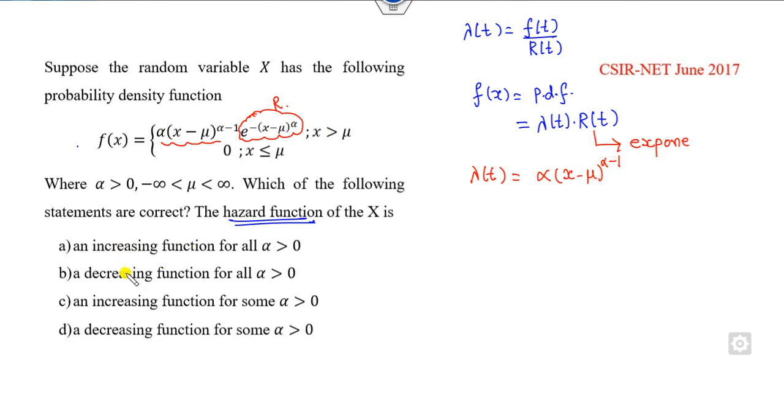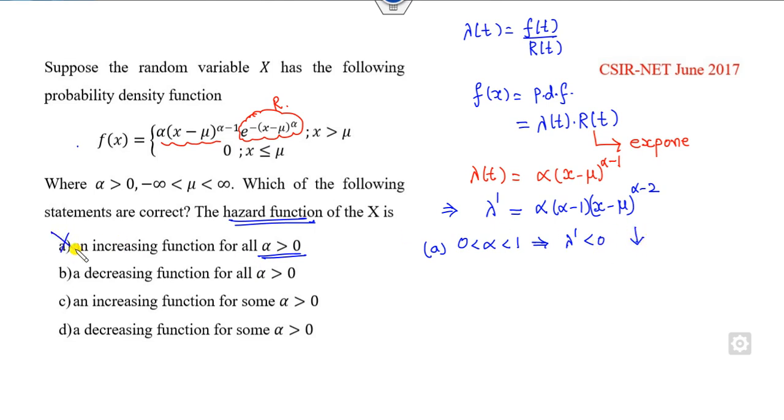Now what does the question say? Increasing, decreasing rate. What is the formula for increasing, decreasing? You can find the derivative. This will be my derivative. Now you can check whether it's greater than 0 or less than 0. For the first option, it's an increasing function for all alpha greater than 0. That is not true, because if alpha lies between 0 and 1, lambda dash is less than 0. That means it's a decreasing function. So the first option is cancelled out. It is a decreasing function for all alpha greater than 0. Is this value always less than 0? No, because if alpha is greater than 1, it is greater than 0. That means increasing. So this option is also cancelled out.